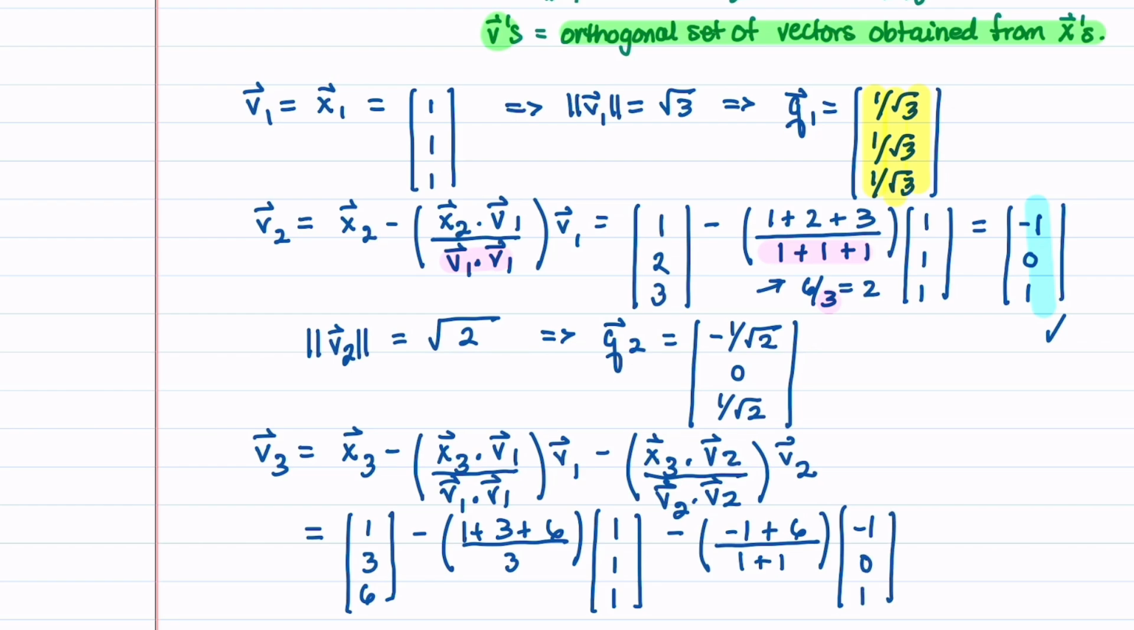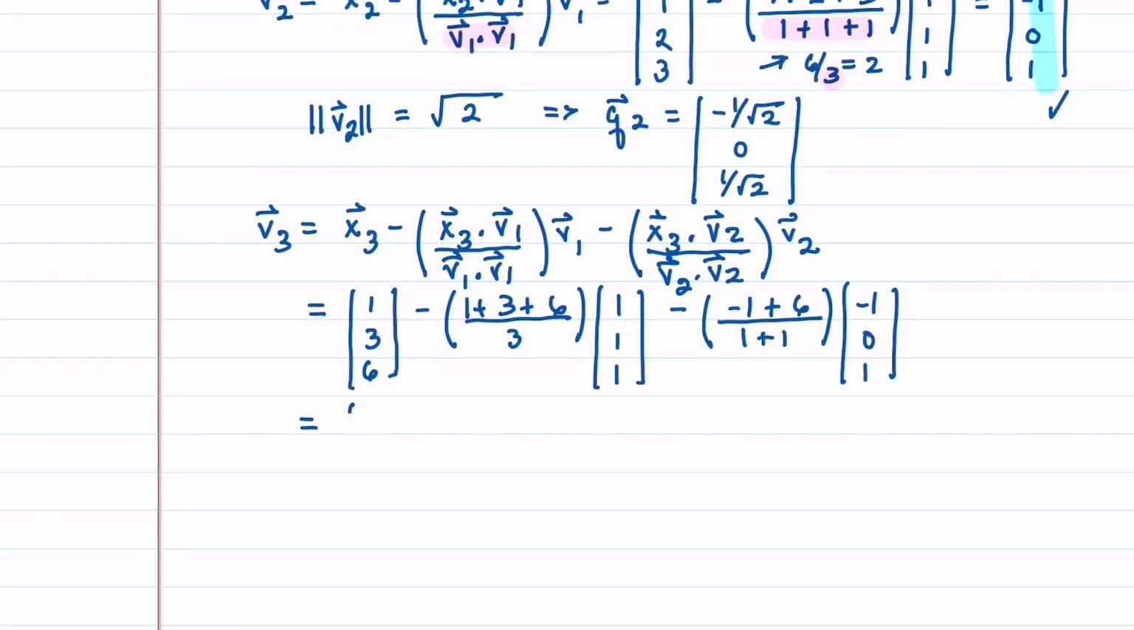Hang with me, we're almost there. This is 1, 3, 6. And then this is equal to 10 thirds. So we're going to have minus 10 thirds times 1, 1, 1.